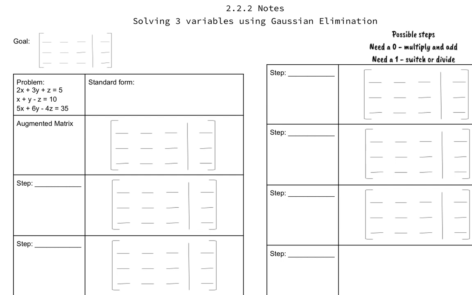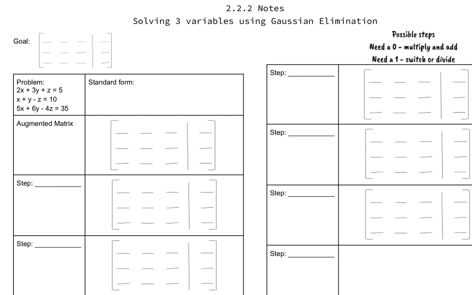All right, for these notes, we're going to do solving with 3 variables using Gauss elimination, which is a matrix. I'm going to stick to 2 possible steps. I know your paper might have different steps, but we're going to stick to these steps instead. If you need a 0, you multiply and add. If you need a 1, you switch or divide. So that's where we stick it on.